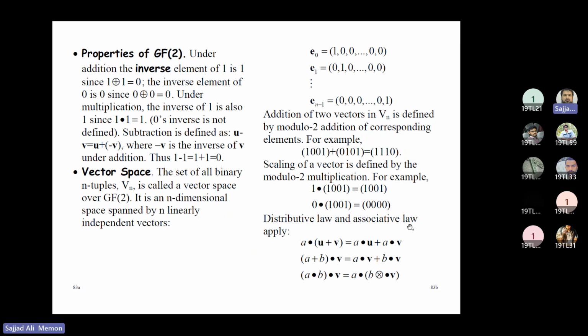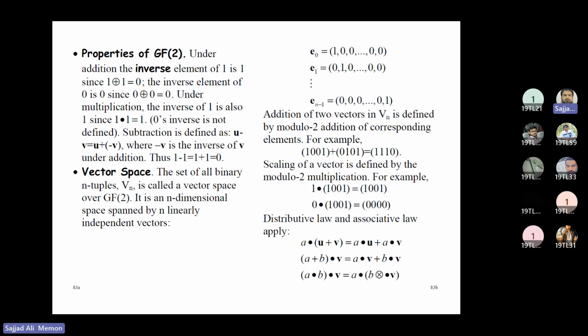So, the properties of Galois field 2. Under addition, the inverse element of 1 is 1, since 1 plus 1 is equal to 0. Normally we would say 1 plus 1 is equal to 2, but in Galois field 2, 1 is the inverse of 1, so 1 minus 1 is equal to 0. The inverse element of 0 is also 0, since 0 plus 0 is equal to 0. Under multiplication, the inverse of 1 is also 1, and for 0 the inverse is not defined.